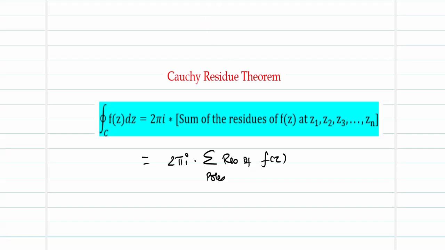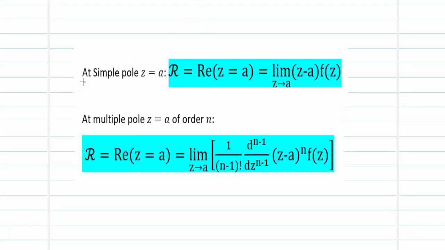Now, for estimation of residue, there are two categories. We can estimate the residue at a simple pole, which is given by the limit as z tends to a of (z minus a) times f(z). And at a multiple pole of order n, the value can be estimated as the limit as z tends to a of 1 by (n minus 1) factorial, the derivative d^(n-1) by dz^(n-1) of (z minus a)^n times the function f(z).